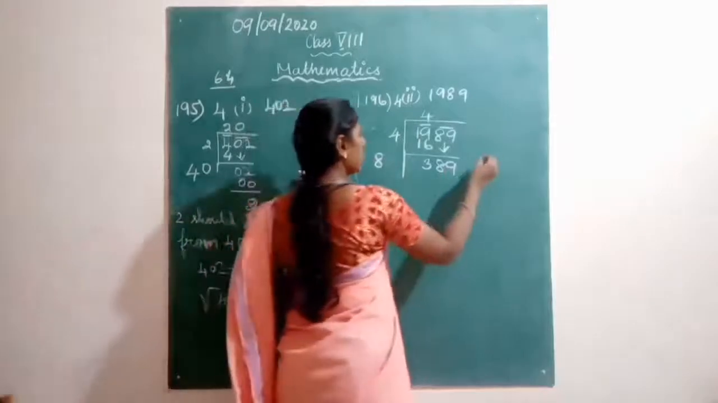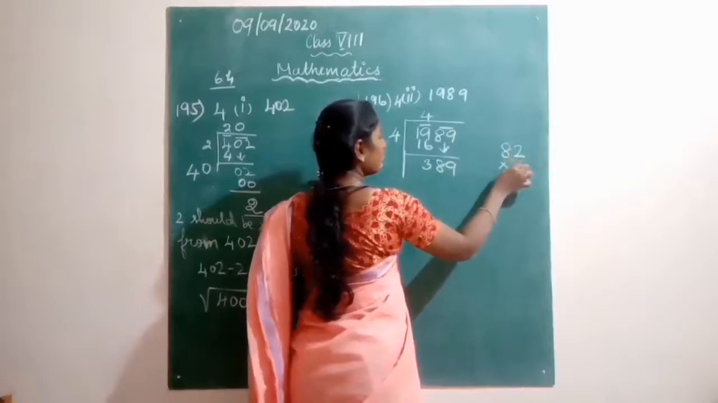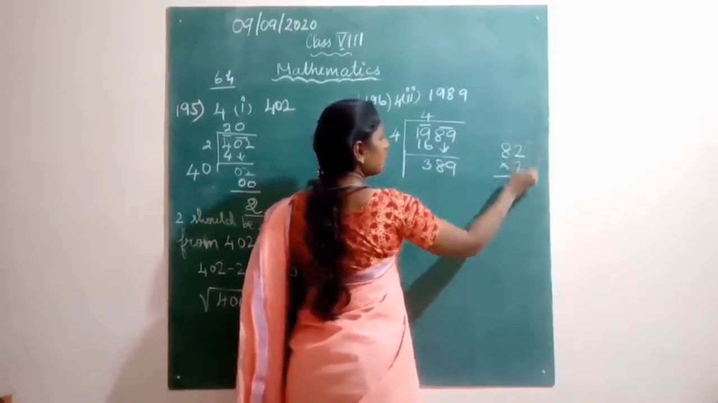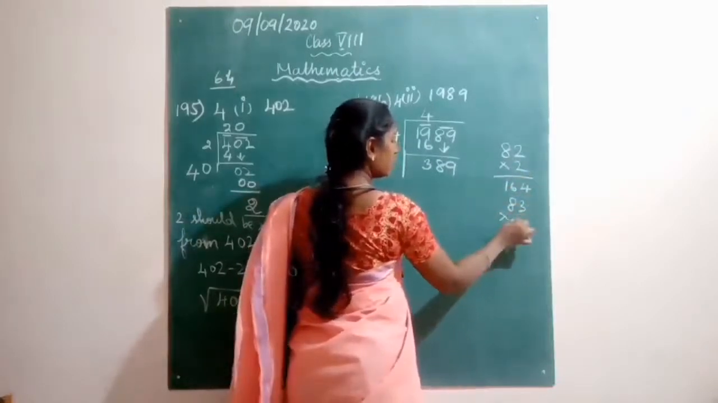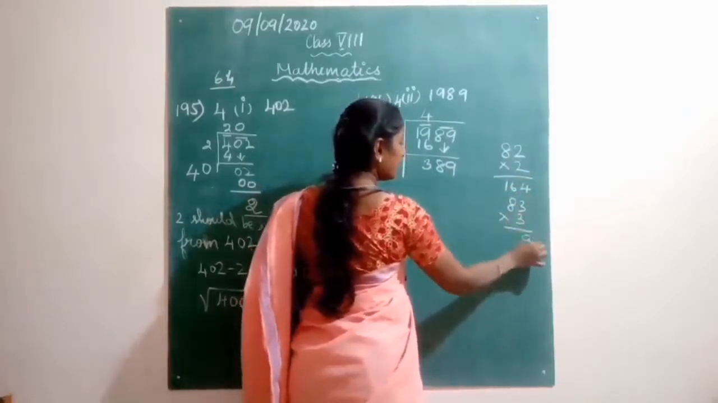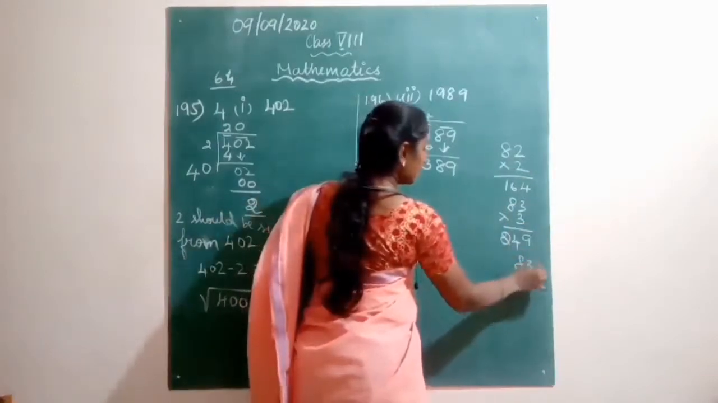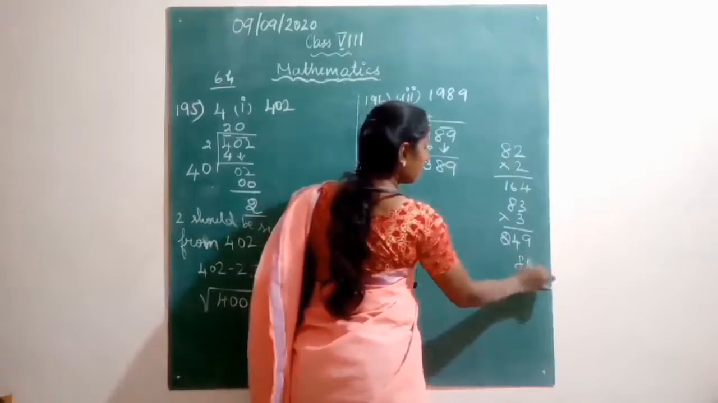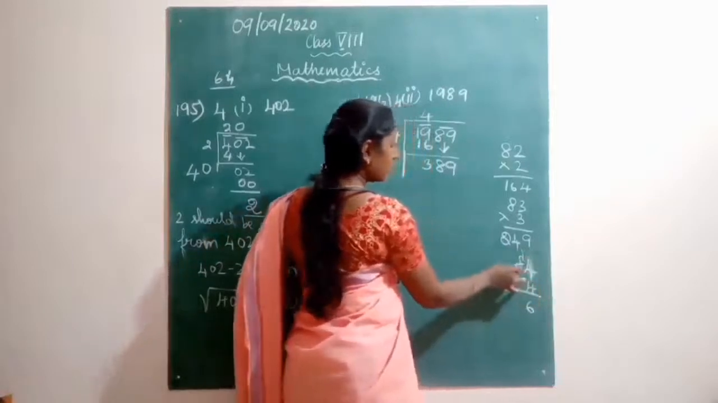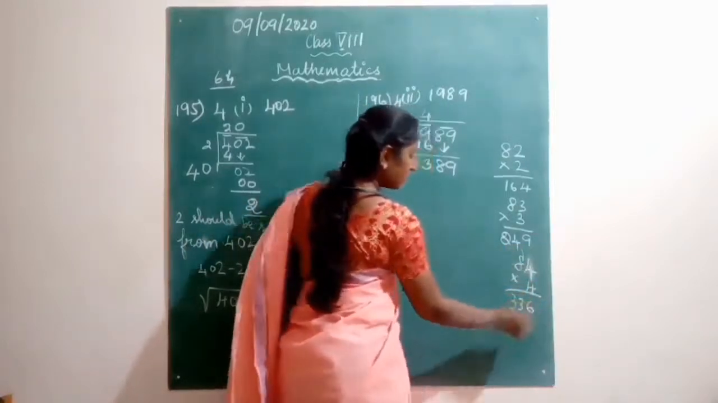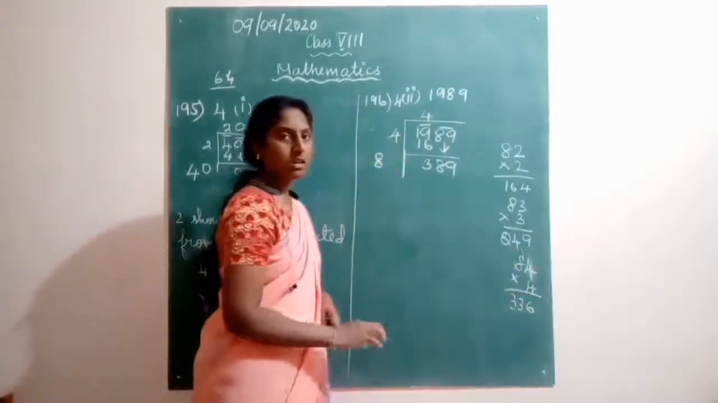Okay, so check 82 into 2. How much is it? 2 2s are 4, 2 8s are 16. Okay, 83 into 3. 3 3s are 9, 3 8s are 24. Okay, next 84 into 4. So 4 4s are 16, 8 4s are 32, 32 plus 1, 33. Okay, and 85 into 5 will be more than 400.